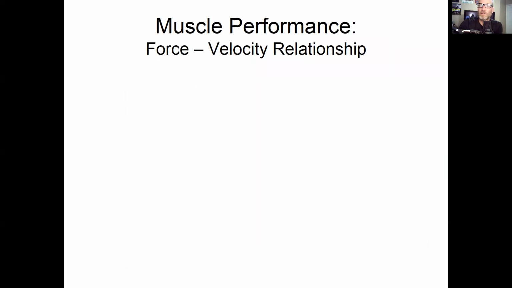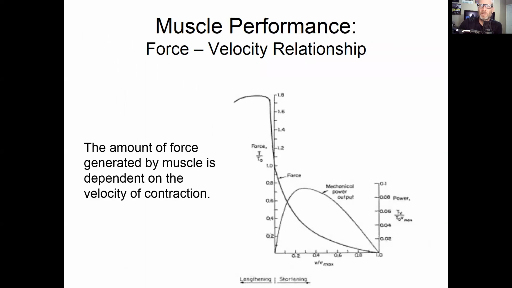Okay, the other key factor that I want to talk about is force-velocity relationship. What this relationship tells us is the amount of force a muscle can generate is partly a function of how fast the muscle is trying to contract. All right, and this is a very classic graph of that relationship. On the y-axis is force. There's just different ways to represent it. It's just normalized so that 1 represents the maximum isometric force, okay?